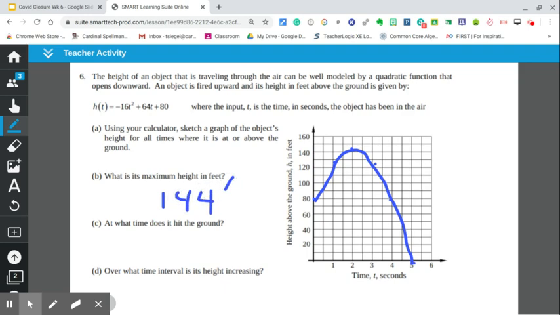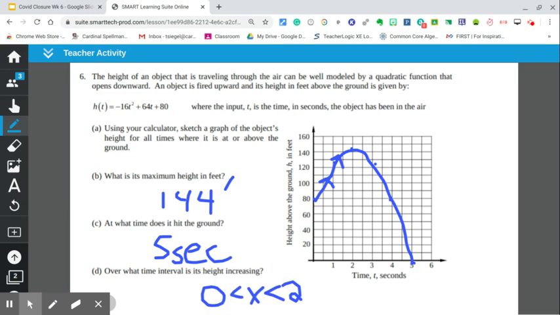Okay? So the maximum height in feet is 144 feet. A lot of people got that. That was pretty good. At what time does it hit the ground? So we have to look along the x-axis. It hits it at 5 seconds. Okay? Over which time is it increasing? Well, it's increasing here. It's going up. So it goes up from 0 to 2. So at x greater than 0 and less than 2.